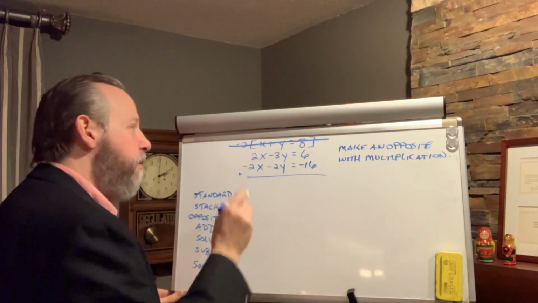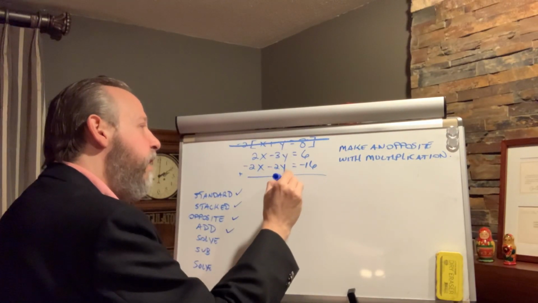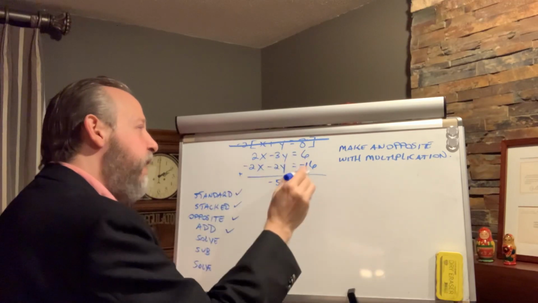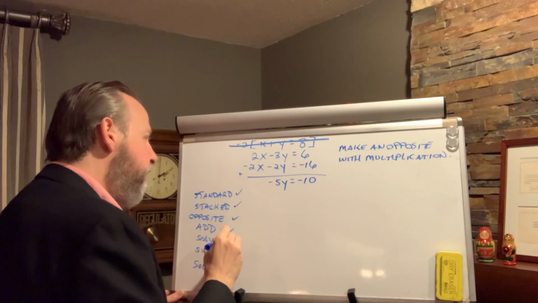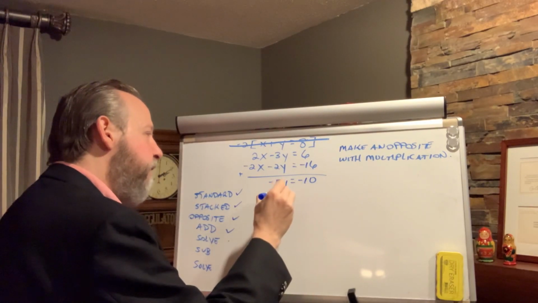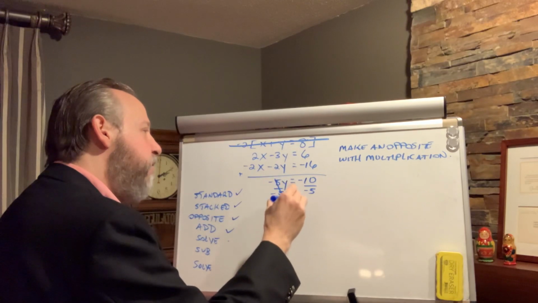Negative 3y plus negative 2y is negative 5y. And 6 plus negative 16 is negative 10. I solved it, almost. Got to divide by negative 5. Y is the number 2.